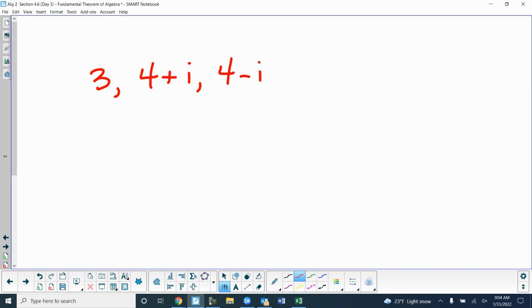Let's go through this again. You start each factor by writing x minus. That turns it into a factor instead of a 0.